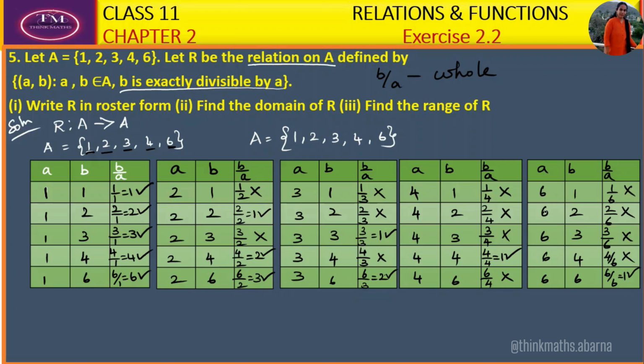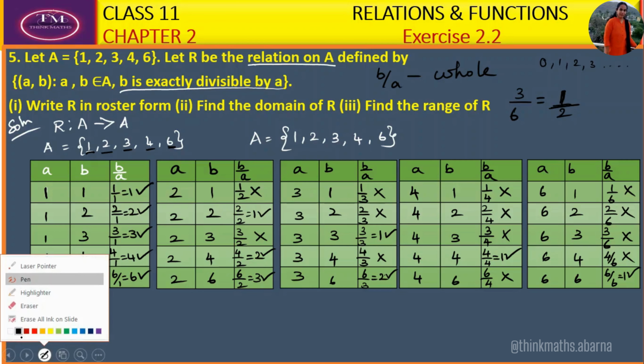Understood, children? If you get fractions, suppose you take 3 by 6, it is 1 by 2, so it is not a whole number. It is not even an integer; it comes under the rational number system. So if it comes under the rational number system, we cannot say B is exactly divisible by A. If it is exactly divisible by A, we should get a whole number, that is 0, 1, 2, 3, or you can get integers also. Here they give only positive numbers, so we should get whole numbers. Wherever we got a whole number, I put a tick mark.